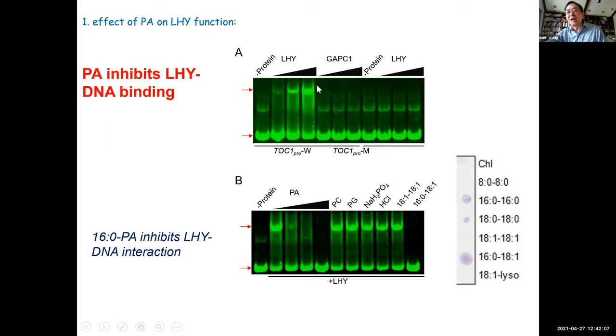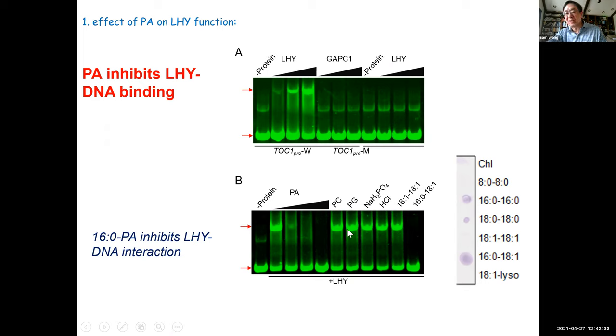This just shows the wild type, and this is a mutant, showing where the binding mobility shift is specific. And if you add PA, here it shows increasing concentrations of PA, and you see the mobility shift disappeared. That means PA suppressed the LHY binding to the TOC1 promoter.